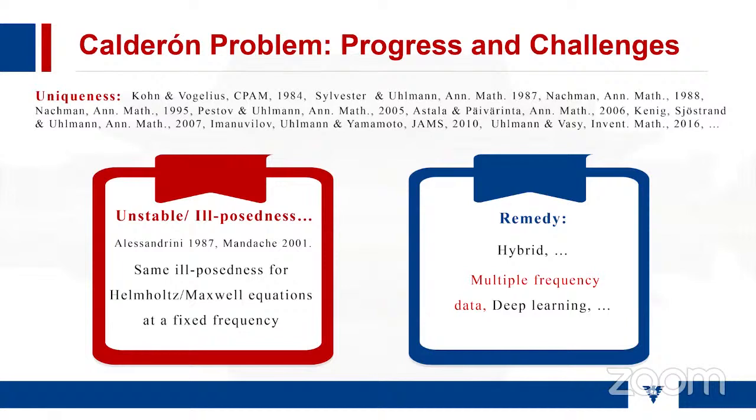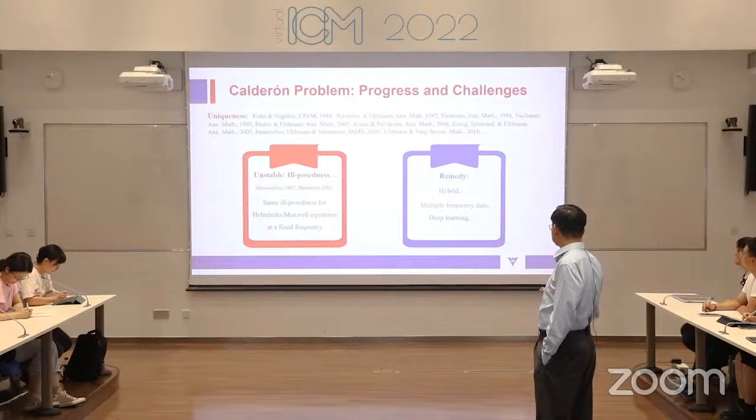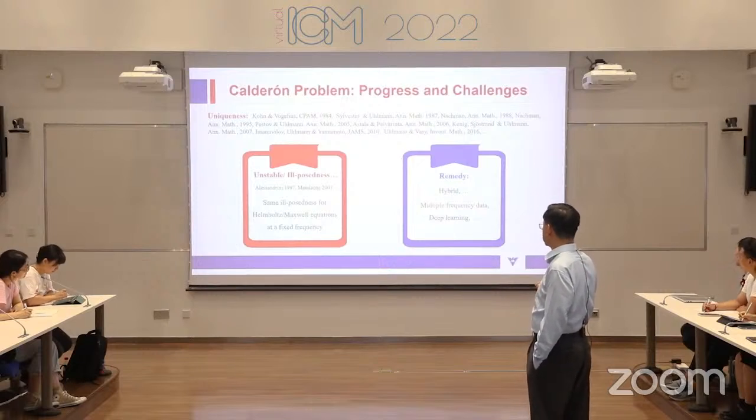So how do you resolve this ill-posedness? This becomes a very important question for solving the problem. Because in practice, there's always error in the measurement data. And in order to guarantee that a small error in the measurement leads to a small perturbation of the reconstruction, we need stability. That's why people try various remedies to recover the stability. People try hybrid models and also impose some a priori information on the coefficients, etc.